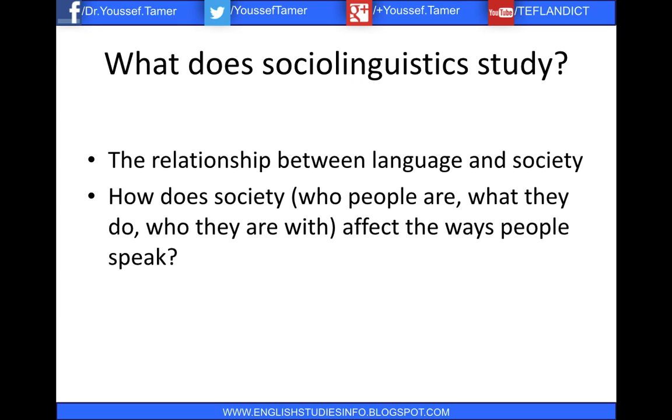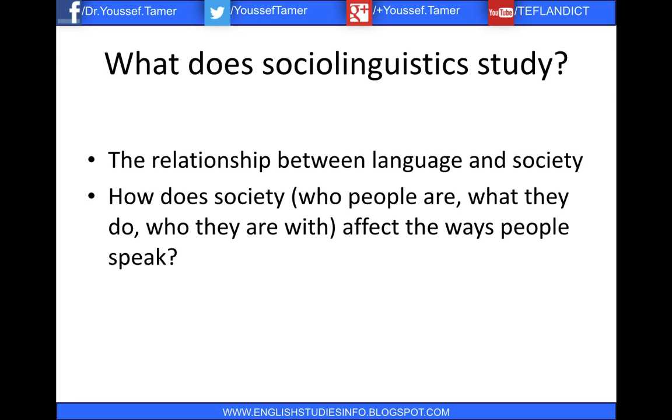In other words, sociolinguistics tries to answer this question: how does society, people, what they do, and who they are with, affect the ways people speak? How does society affect the ways people speak? And when we talk about society, we talk about who these people are, what they do, and who they are with, because that's society, right?